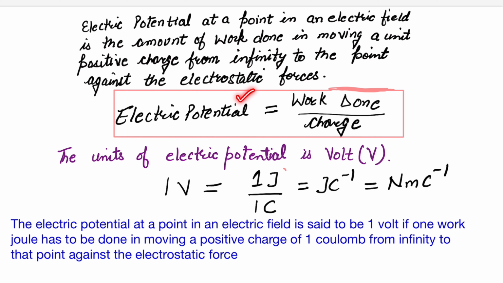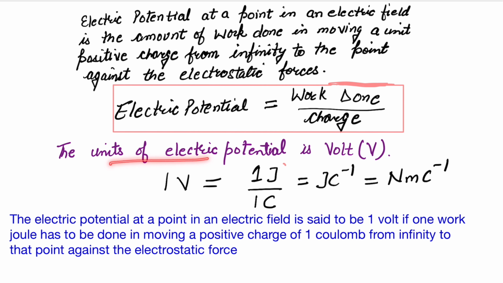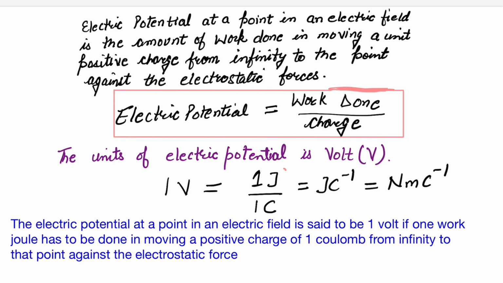So electric potential is the ratio of work done to the charge. Work done has SI units as joule. Charge has units of coulomb. Units of electric potential is volt. It is represented by the symbol V. So if you write electric potential as 1 volt, then 1 volt will be the ratio of joule to coulomb, and it is joule coulomb inverse, or coulomb raised to power minus 1.